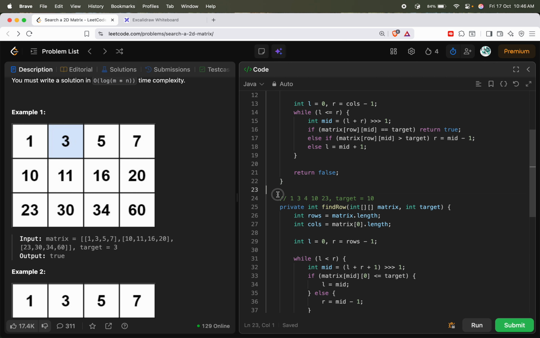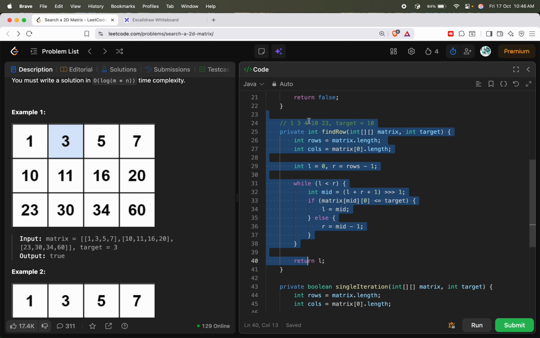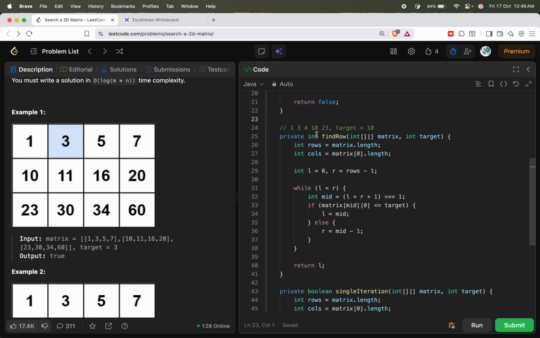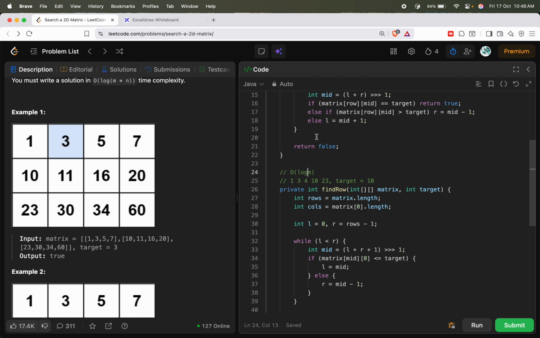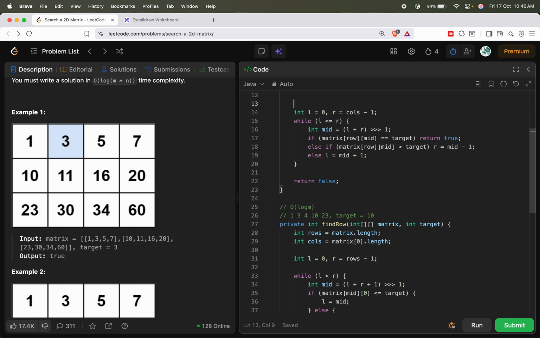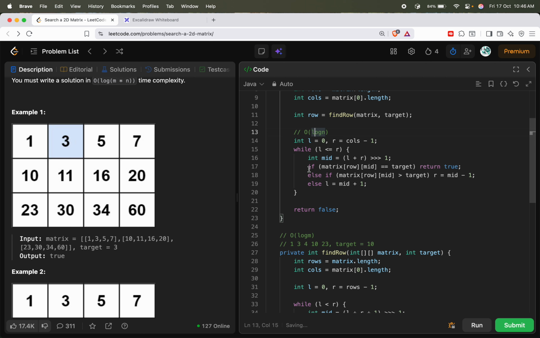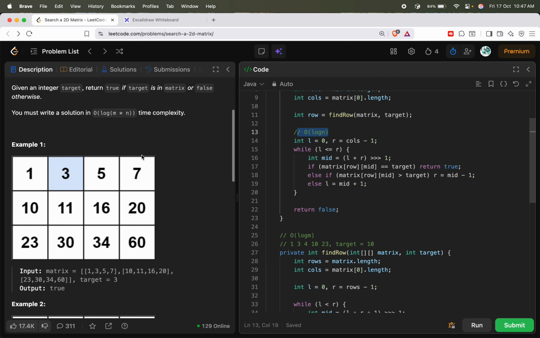The first step takes order of log m because it has m elements and we are doing binary search on m elements. The second step takes order of log n because it has n elements. So the overall time complexity would be this plus this, which is order of log of m times n, which is equal to the required time complexity.